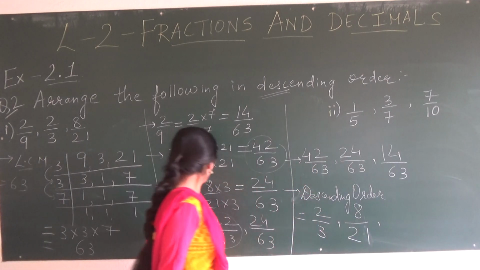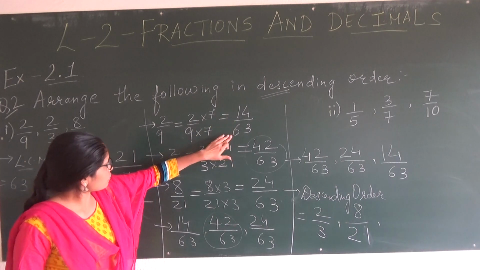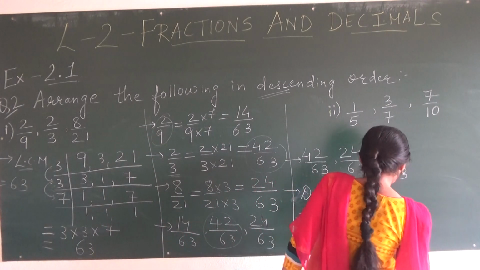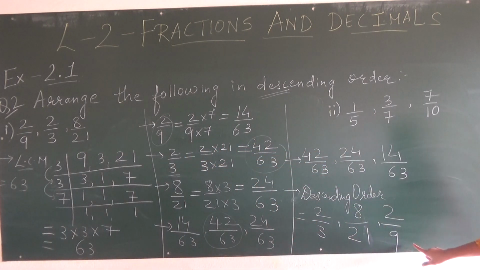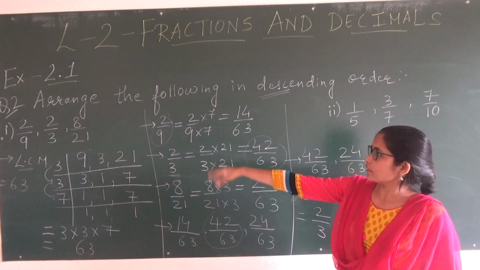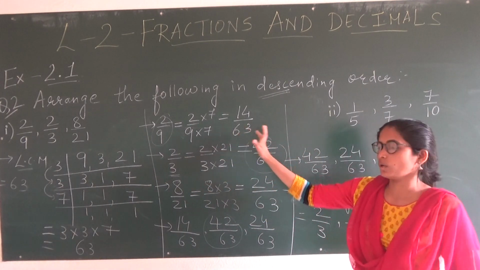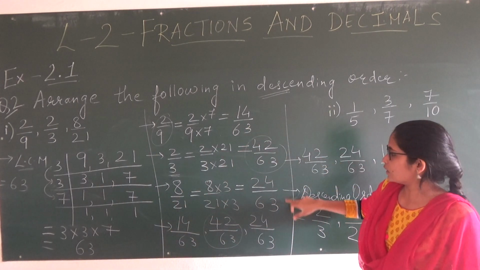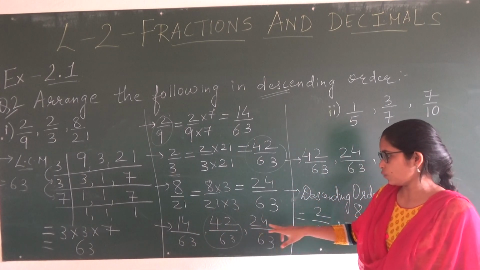Now last one, what is left out? 14. So 14 upon 63. Which fraction is it? 2 upon 9. So 2 upon 9 we will write over here. So whatever fractions were given in the question, we have to arrange in descending order. First step, we have to take out LCM. After taking out LCM, we have to make the denominators same by multiplying, whatever we want. We want to make it 63. So after multiplying, these are your three fractions. Denominators are same. Now you need to see the numerator, which one is greater, and accordingly you need to arrange.